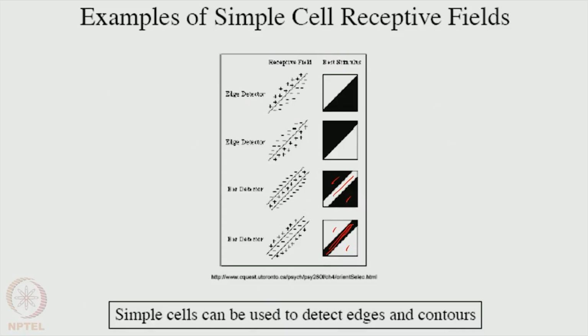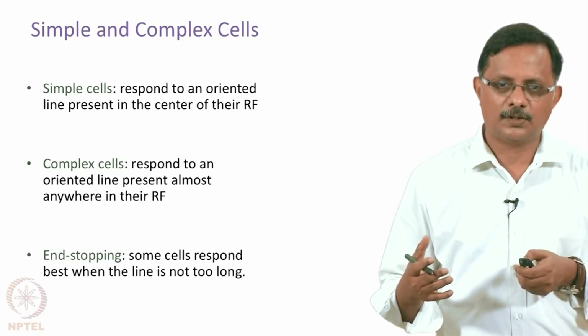An edge again is a linear boundary between two regions where there is a contrast. In this case, in the upper part of the edge it is dark and the lower part it is white, and in this case in the upper part it is white and in the lower part it is black. So, all these kinds of edges or bars typically trigger responses in the neurons of V1.